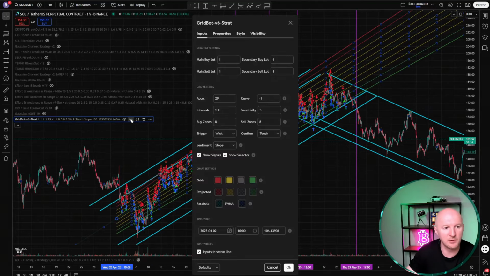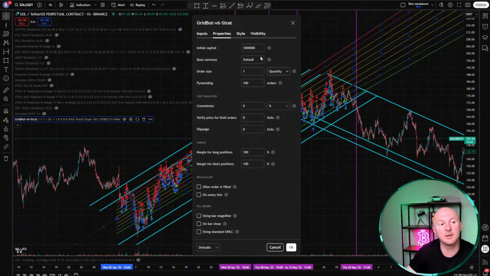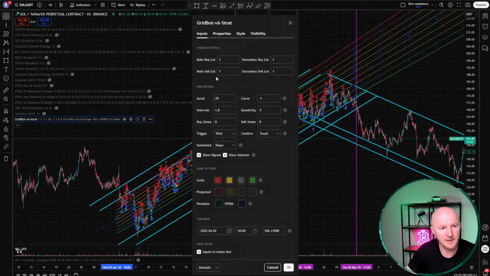And to really check this reliably, we need to go to the second properties tab here and enter some real numbers. For example, let's put in $1,000. We can leave pyramiding as much as we want, and then go back to inputs. And look, here we control the lot sizes. This is the main lot for buying and an additional secondary lot for buying. Accordingly, the lot for selling and the secondary lot for selling. If the main lots are clear, that's how much to buy and sell, right on each move.